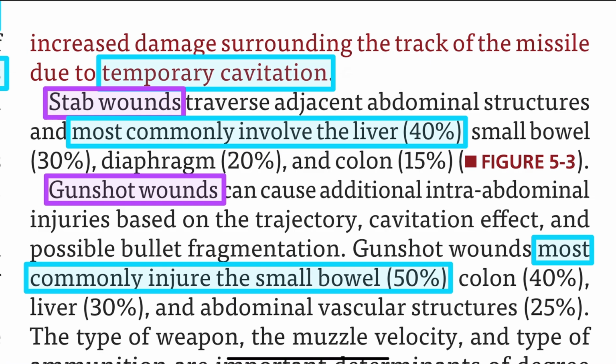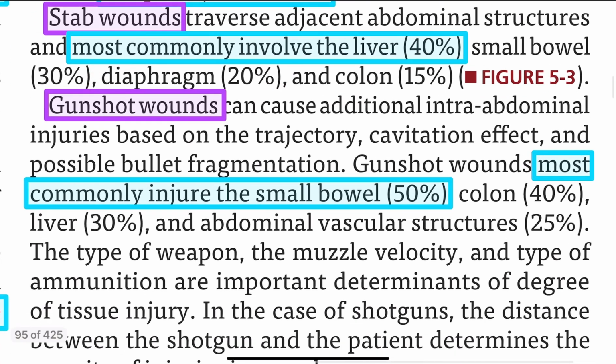Now come to the stab wound. The most common organ injured in a stab wound is the liver. Or the other way you can say it, in penetrating injury, the most common organ injured is the liver. Others are small bowel, diaphragm, and colon. Remember, spleen is not mentioned in stab wound. So liver, small bowel, diaphragm, and colon.